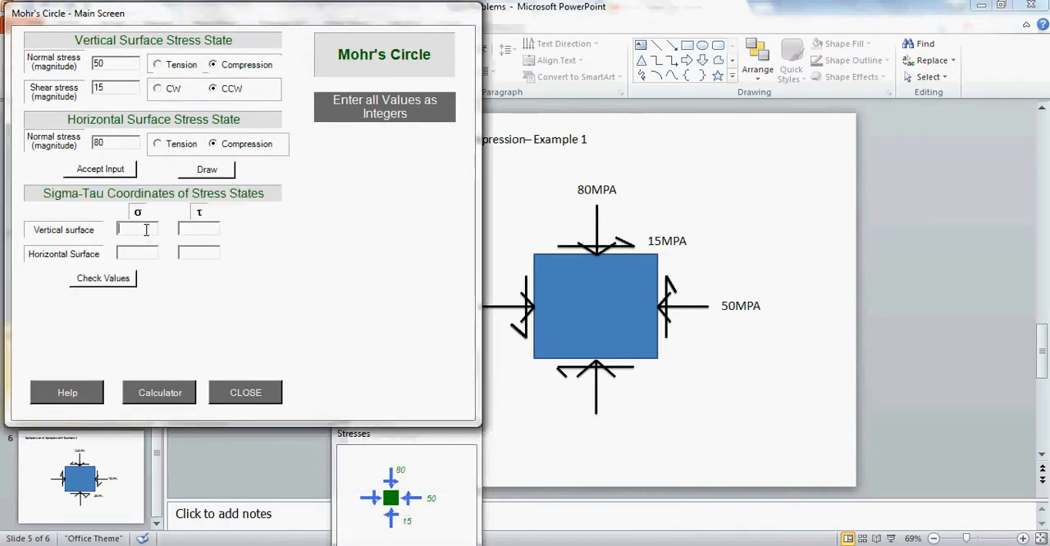Okay, so to get our 2 points, they're both negative because they're both compression. Now we already established on the vertical that it's counterclockwise, that means it's negative. So it's negative 15. And this one, the opposite. So 15, it's trying to go in the clockwise direction.